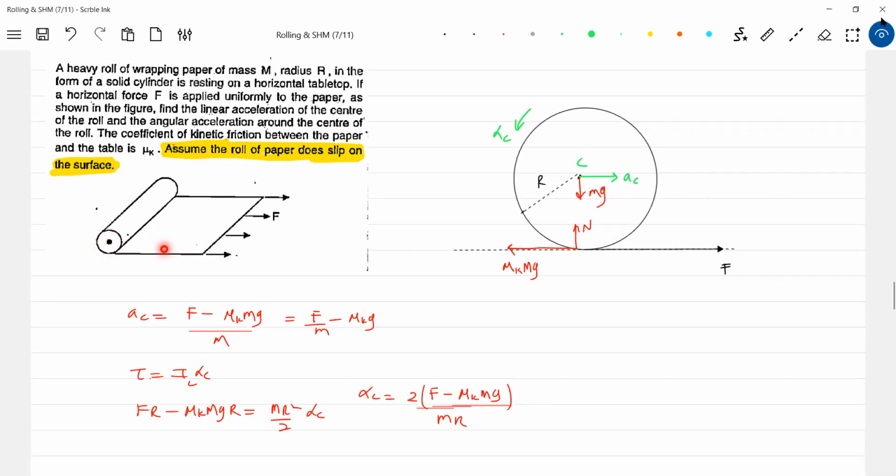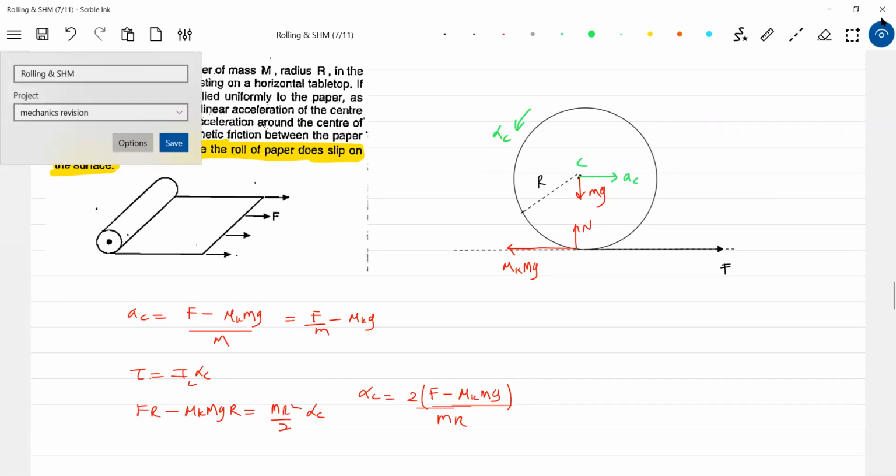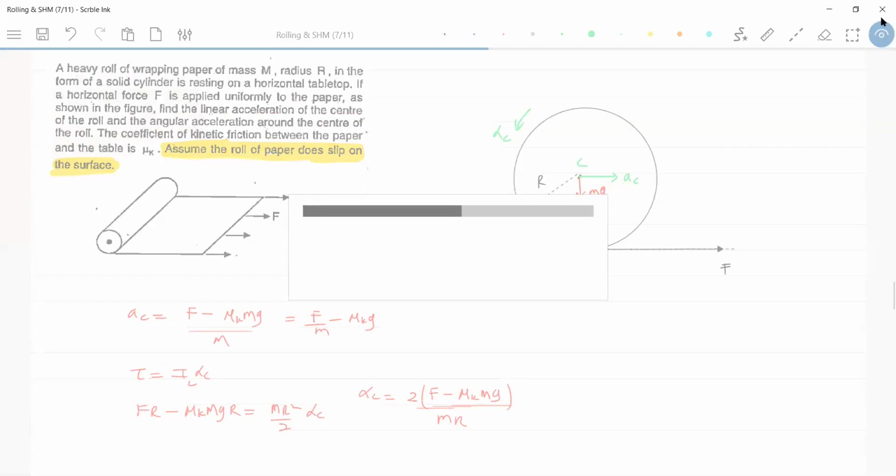There's a carpet here again. As this is light, whatever force you apply here, that force will be acting at this particular point also. Every roll of wrapping paper of mass m and radius r in the form of a solid cylinder is resting. So what force I applied here, the same force will be acting here. Therefore the assumption I made. If you put alpha like this, what is the problem? It cannot unroll. Alpha should be like this only. It can be tested for you. Simple idea.